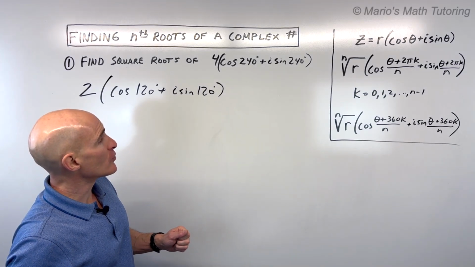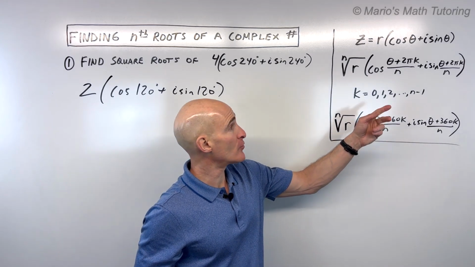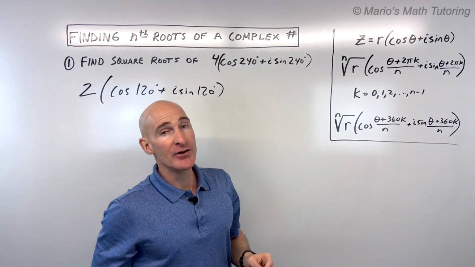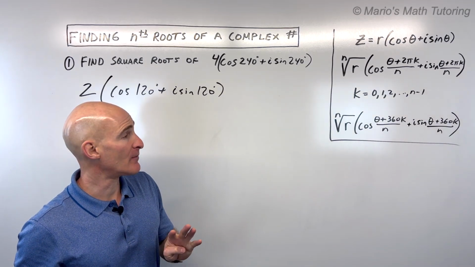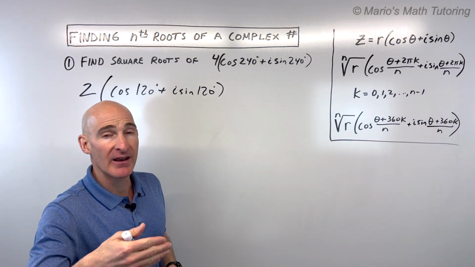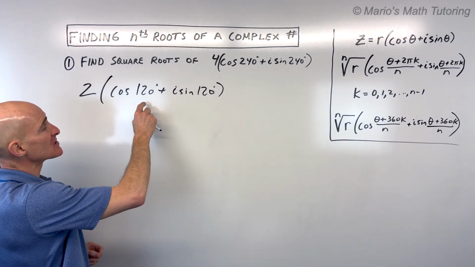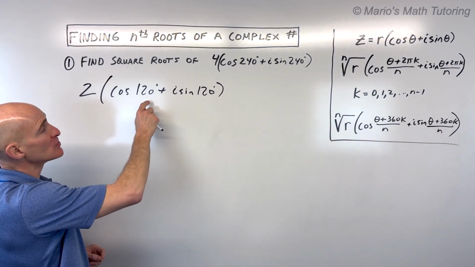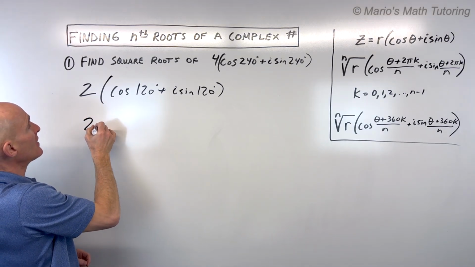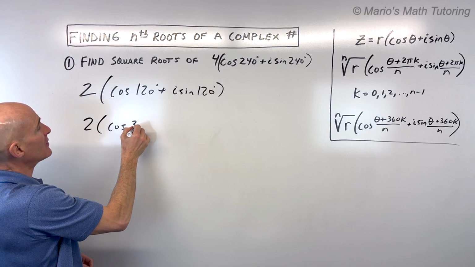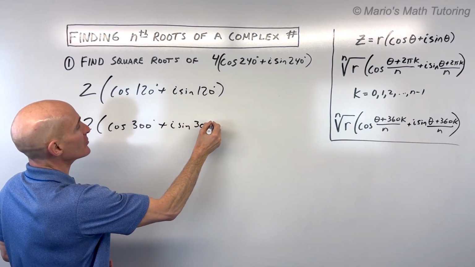Now the second square root, what we do is we take, in this case, 360 degrees. If you're in radians, you're going to take 2 pi, and you're going to divide it by 2. If we were taking the cube root, we divide it by 3. The fourth root, we're going to divide it by 4. And we're going to add that to get the next angle. So in this case, 360 divided by 2 is 180. So I'm going to add 180 to this angle here, and that's going to give us cosine of 300 degrees plus i sine 300 degrees.